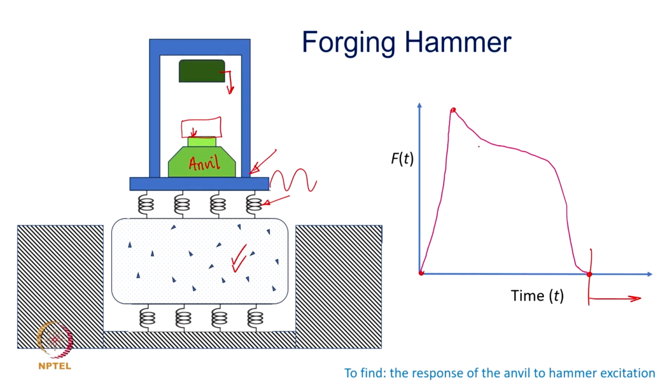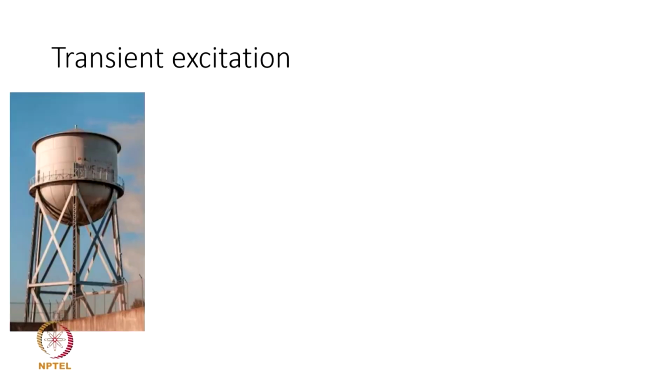So, we may consider this to be the energy imparted to the workpiece by the falling hammer, and maybe the force time history for such a transient excitation will be given by this force variation. Okay. So, our objective will probably be to find out that after the hammer falls on the anvil, then how the anvil reacts to that in terms of its own vibratory motion. Okay.